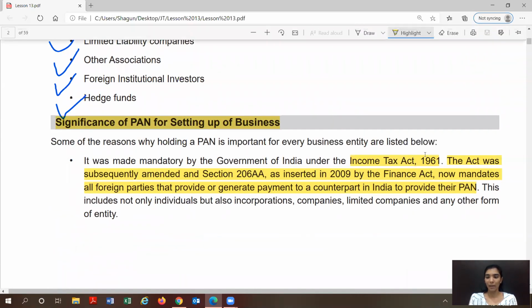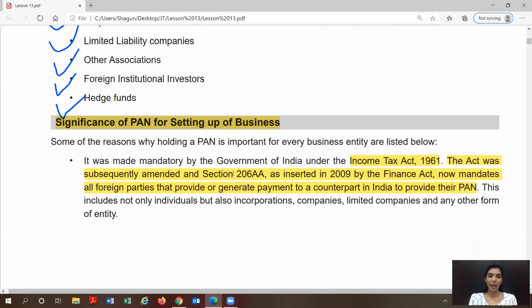What is the significance of PAN for setting up a business? It is governed by the Income Tax Act 1961, as mentioned earlier. The act was subsequently amended and one new section was inserted by the Finance Act, which requires that all foreign parties who generate payment to a counterpart in India provide their PAN number. So any foreign party, if it is dealing with any person in India, will also have to obtain a PAN number.